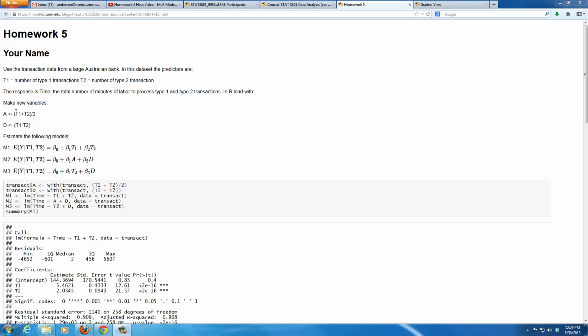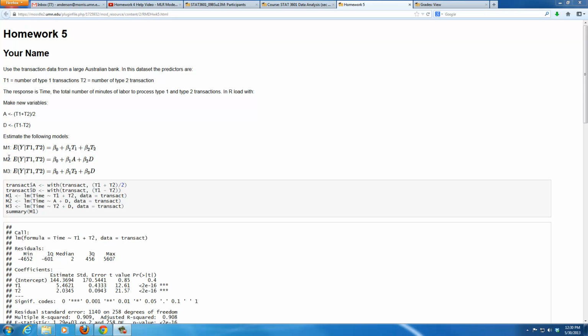And so first thing we're going to do is make two new variables out of the existing predictors, T1 and T2. The first variable that's made is a variable A, which represents the average number of transactions performed. It's the number of type 1s and type 2s added together divided by 2, so that it's like the average number of type 1 and type 2 transactions. And D, which is the difference between type 1 and type 2 transactions, the difference between the number performed.